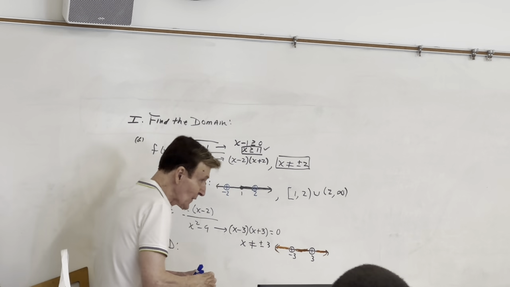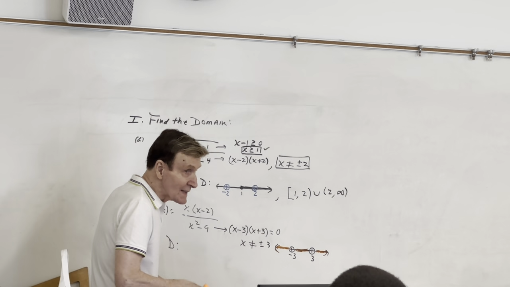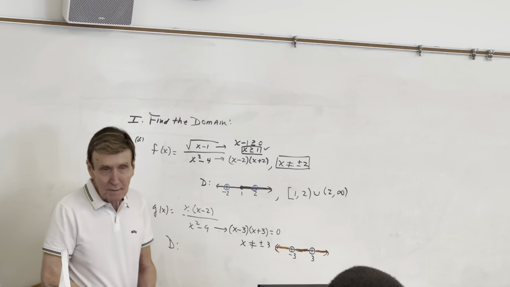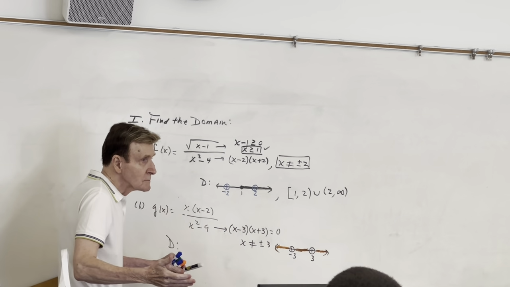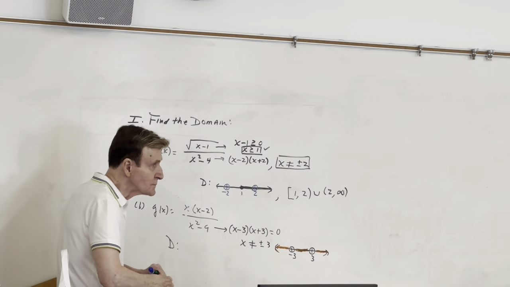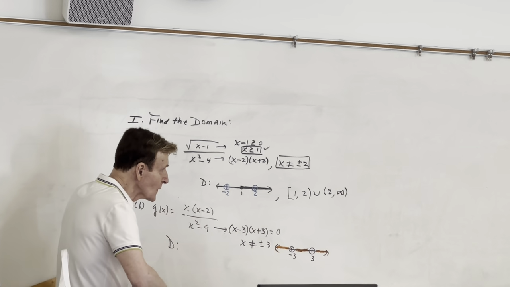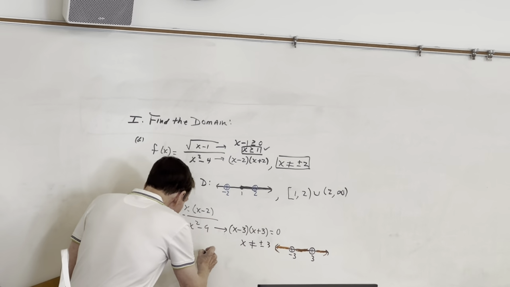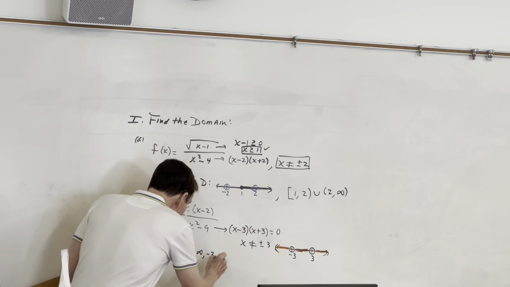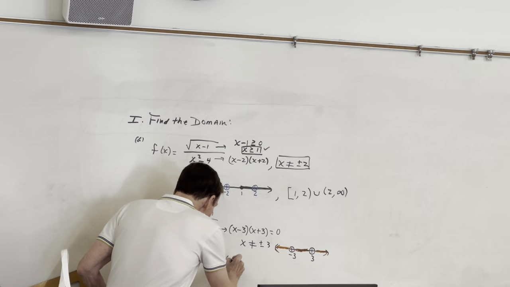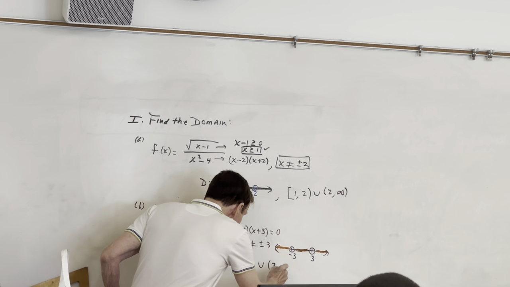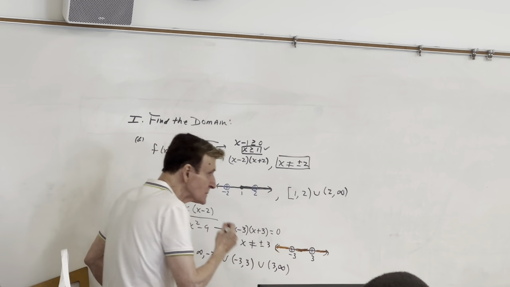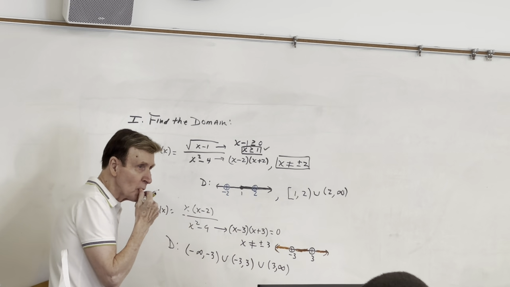Now, can someone tell me, with that visual staring at me, what in interval notation I could say is my domain? Who has an idea? Go for it. Okay, yeah. So would it be negative infinity to negative 3? Good. One more. And then we have a union, negative 3 to 3. Beautiful. And then union 3 to infinity. Look at that. Done. There's your domain in interval notation.